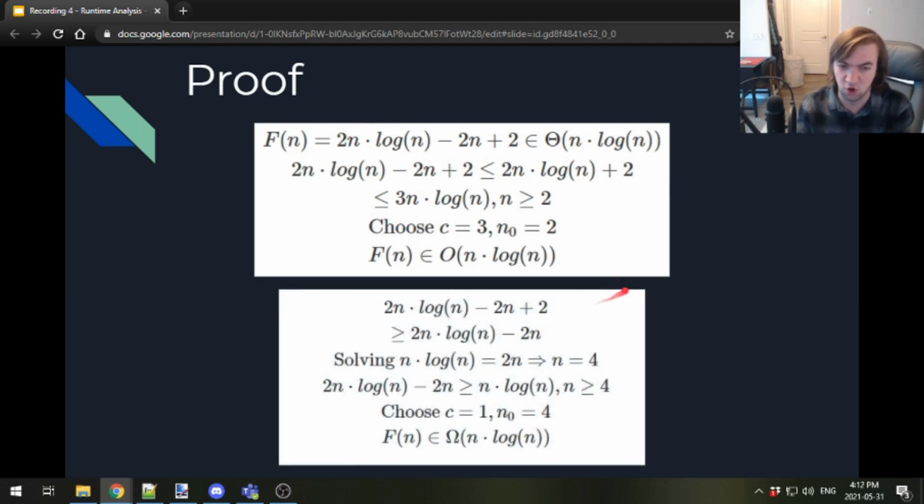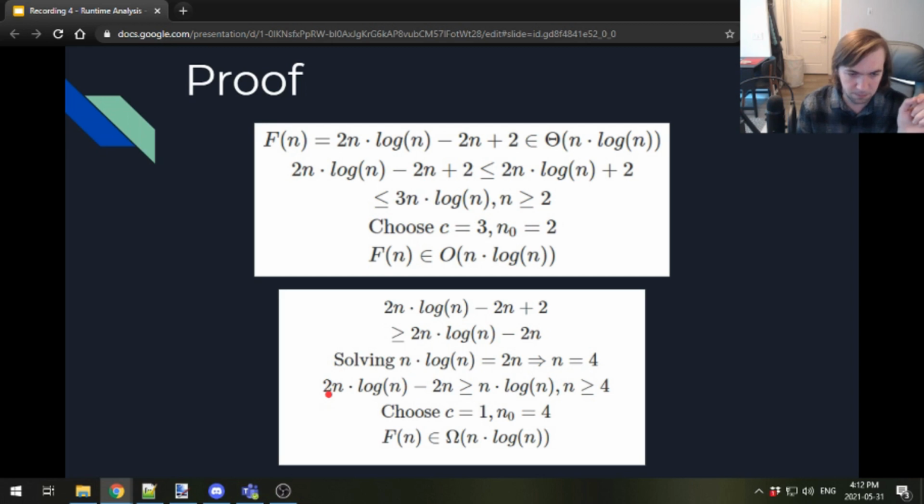Second half, we want to show that we can pick a c and an n0 for a lower bound of n log n. Taking our original formula, 2n log n minus 2n plus 2, we know that's bigger than if we just cut out the plus 2 part, so we'll leave that aside. Now let's solve a little bit to figure out when these are equal. If we want to figure out what happens when n log n is equal to 2n, putting in the math here, n is equal to 4. If you're not sure, remember that the logs that we're doing in this course are always base 2. So log base 2 of 4 is 2, and 4 times 2 is 8. Okay, so that's where we know that these are equivalent, right?